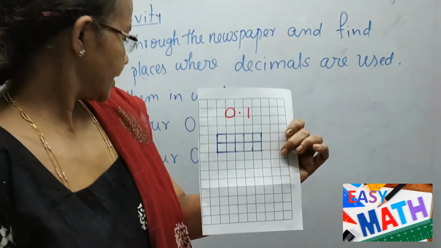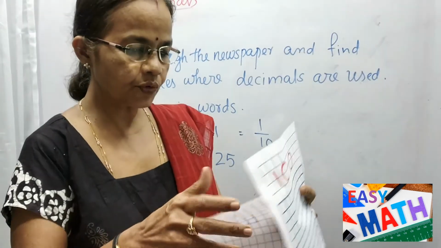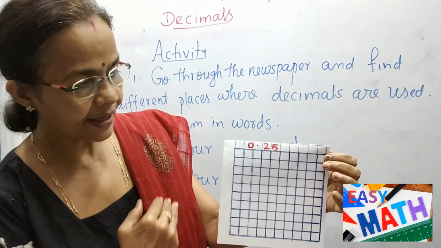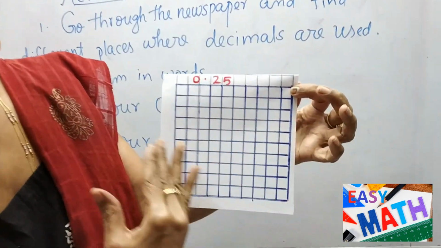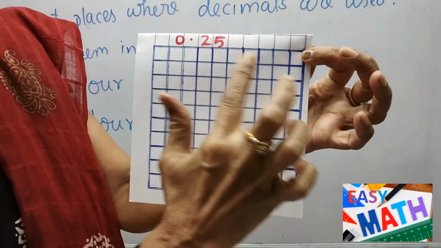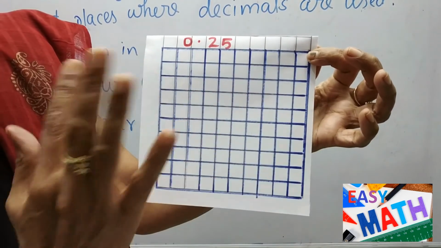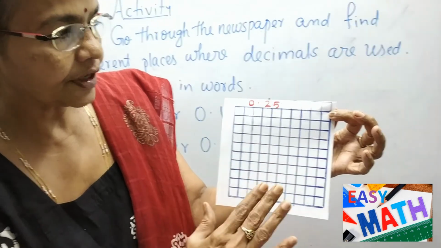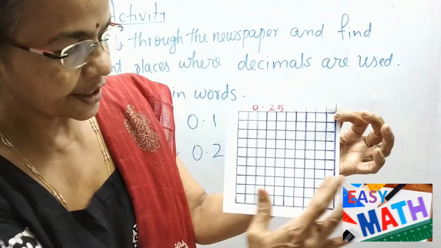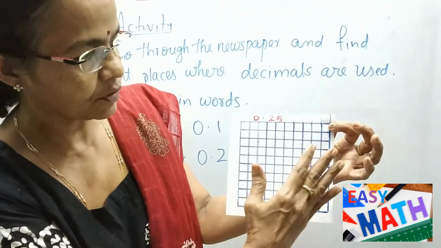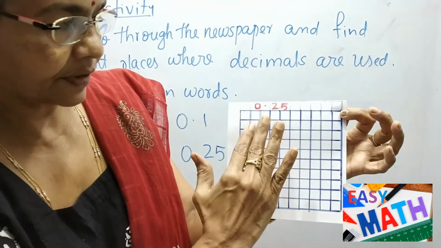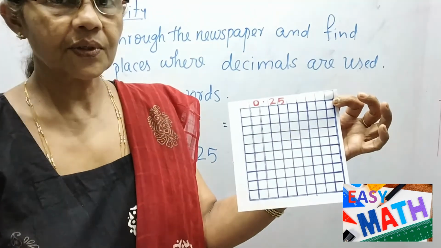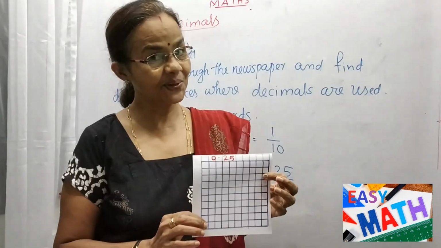Okay children, then the next activity is color 0.25, which means 25/100. So you take 100 equal parts and color 25 columns. 25 squares you have to color. Okay, that is the activity. Here 100 equal squares are there. You color 25 columns. That is the activity. Okay. Bye bye. See you in the next video.